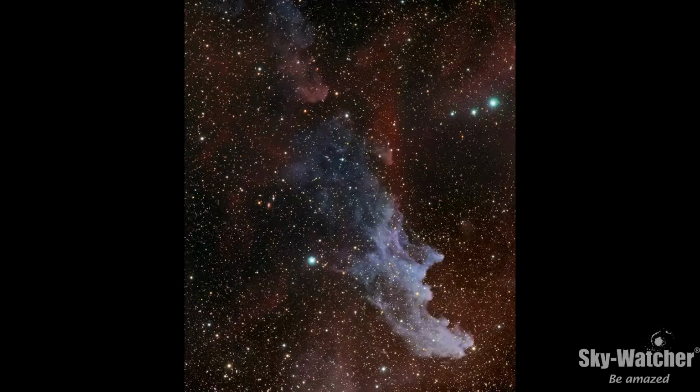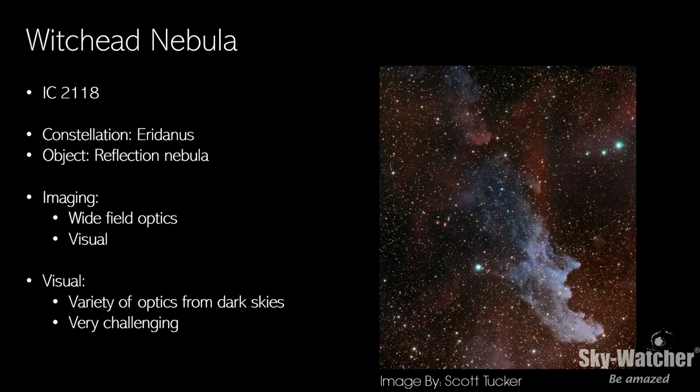All right, this is probably one of the most sought-after targets in the wintertime. This is the Witch Head Nebula, IC 2118. I always butcher this constellation's name, Eridanus. This is right off the bright star Rigel in the constellation of Orion. The nebula itself is just outside the boundaries of the Orion constellation, but it's just off of Rigel.